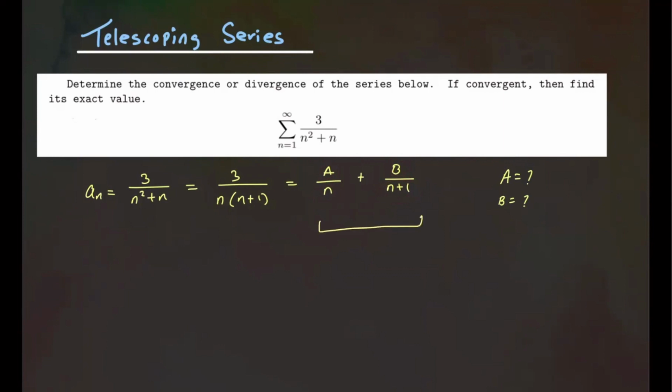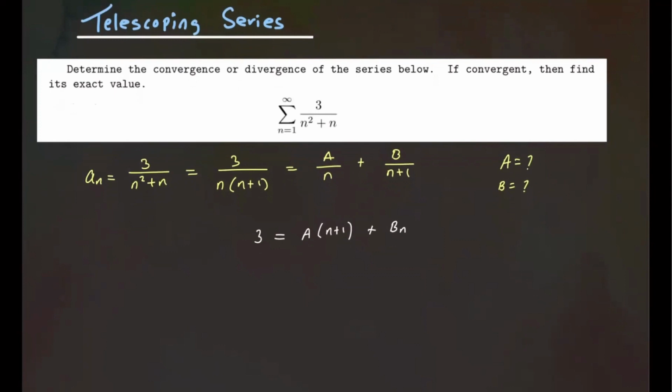We multiply both sides by the least common denominator, which is n times n plus 1. When we do that, on the left-hand side we get 3, but on the right-hand side we have A times n plus 1, since n cancels from the denominator, plus B times n. You can solve this whichever way you like, but I'm going to plug in values of n. If I substitute n equals 0, on the left side you have 3. On the right side, you have A times 1 plus B times 0, which gives us A equals 3. We got the value for A, wonderful.